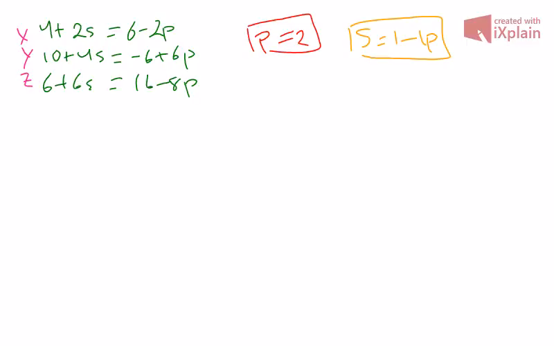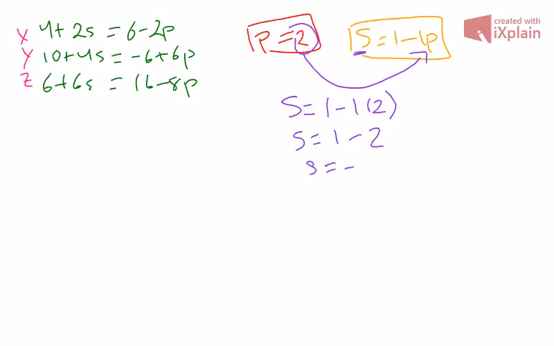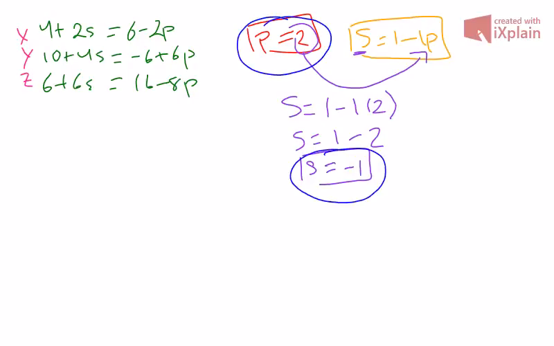In order to find our s value, we can substitute the p value here. So if we do that, we'll get s equals 1 minus 1 times 2. S equals 1 minus 2, since 1 times 2 is 2. And then we'll find that s equals negative 1. Now we know both our p value and our s value, so we can substitute into our equations to find the coordinates.